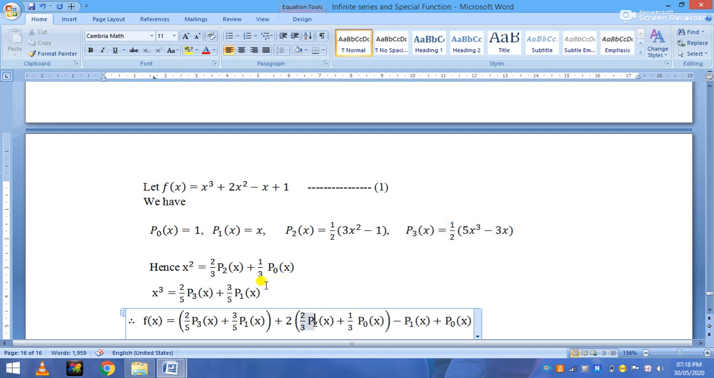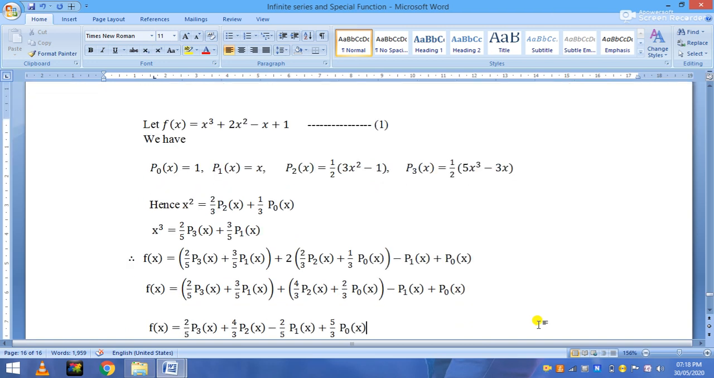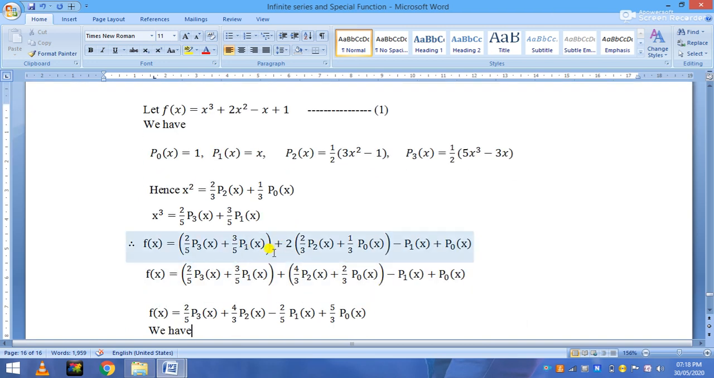Then putting the values of x cube, x square, x, and 1, we get f of x equal to 2 by 5 into P3 of x plus 3 by 5 into P1 of x, plus 2 into 2 by 3 into P2 of x plus 1 by 3 into P0 of x, minus the x value which is P1 of x, then the 1 value is P0 of x. Then simplify the terms. The first bracket is as it is, only the second bracket is multiplied by 2, and we get 4 by 3 into P2 of x plus 2 by 3 into P0 of x. This is as it is.